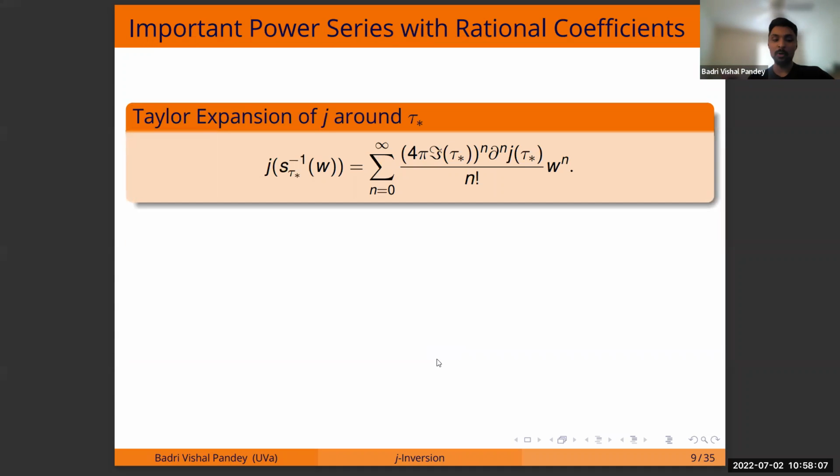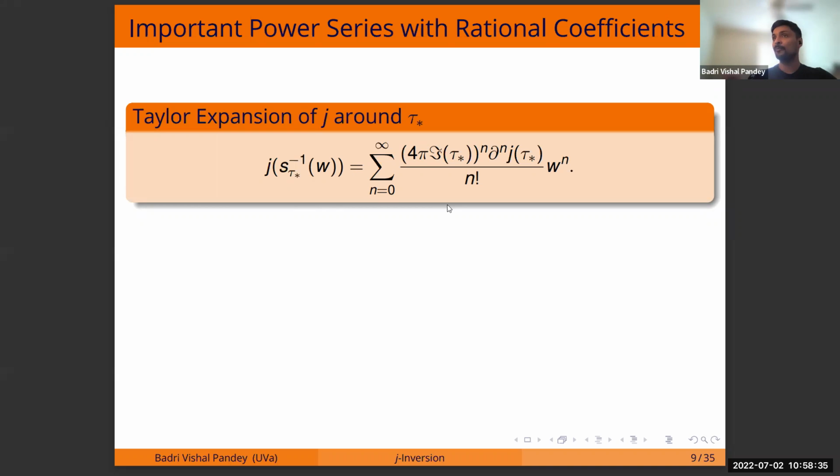So how do you get a Taylor expansion of the J function around tau star? As I told you before, it has a Fourier expansion, but we don't have any closed formula even for the J function itself. We know the properties: there is a function which satisfies these properties, so we can find its Fourier expansion and everything else. But in general there is no closed formula for the J function, so finding the Taylor expansion of the J function around any point is very difficult.